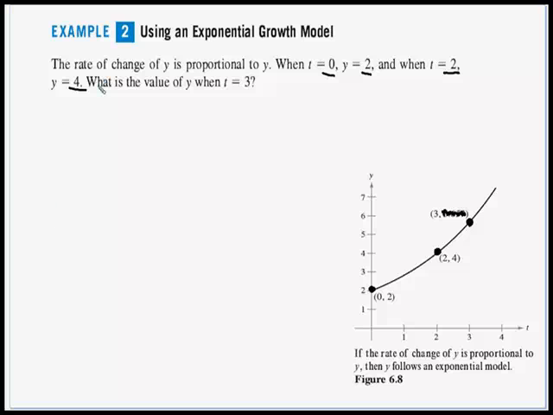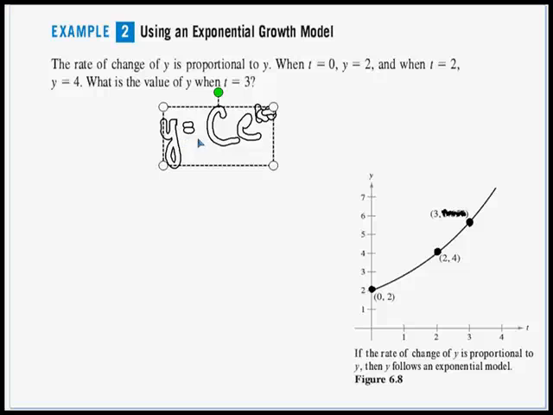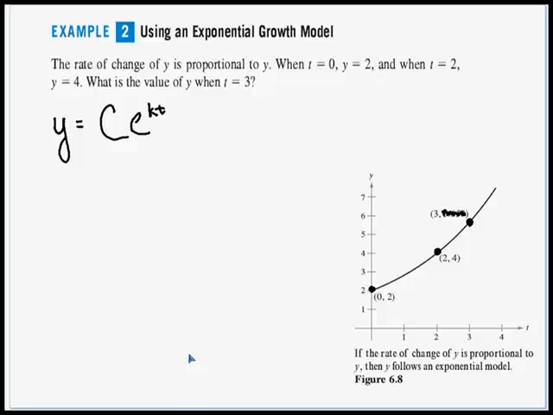Because y prime equals ky, y and t in this problem are going to be related by our equation y equals c e raised to the kt power. Because it said the rate of change of y is proportional to y, we know that this theorem is going to apply. So we start with our initial condition. We begin with the initial condition.